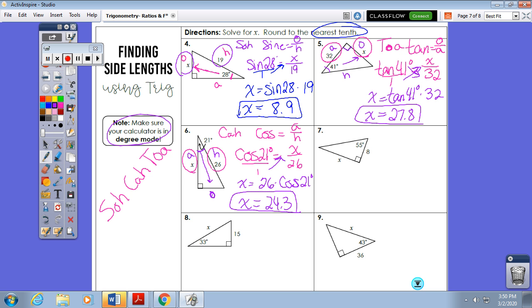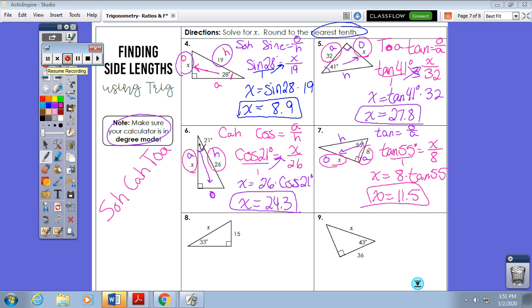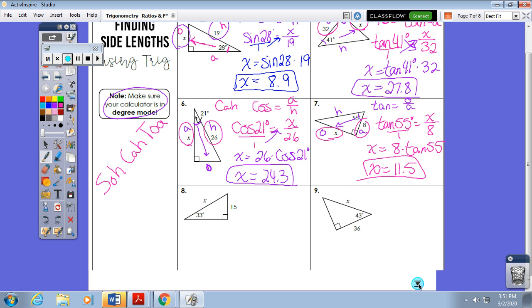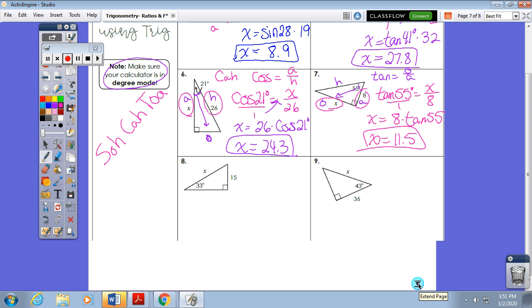Alright, so go ahead and pause it. I want you to try number 7. Alright, there you have it, 11.5. Alright, number 8. We're going to do the same idea. So set it up. I have opposite, hypotenuse. So that's sine is equal to opposite over hypotenuse. That's the SOH part in SOHCAHTOA.